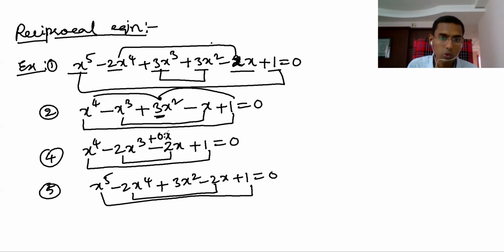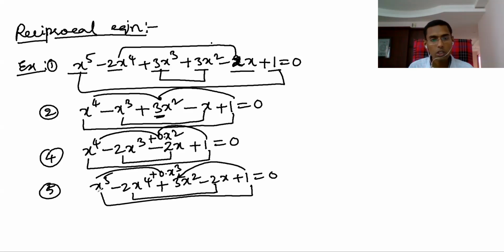The second degree term is 0 into x square. From the beginning the third coefficient, and from the ending the third coefficient, is 0 only. But here I should write the third degree term. What is the third degree term? 0 into x cube. That means the third coefficient from the beginning is 0, and the third coefficient from the ending is 3. Therefore this is not a reciprocal equation. That is the care you must practice.